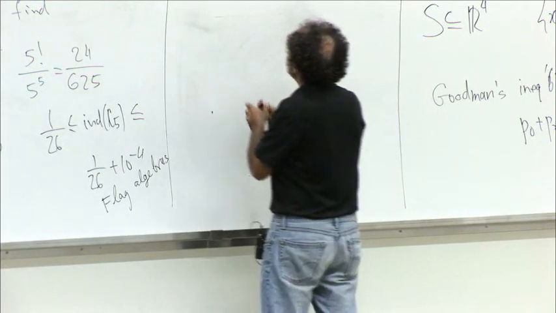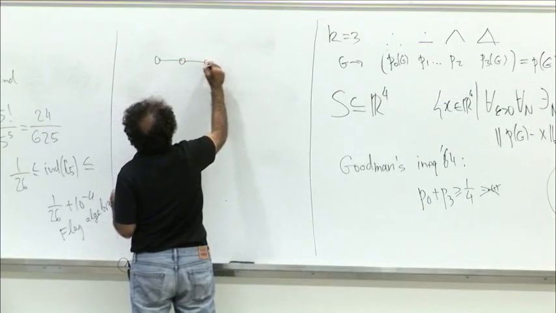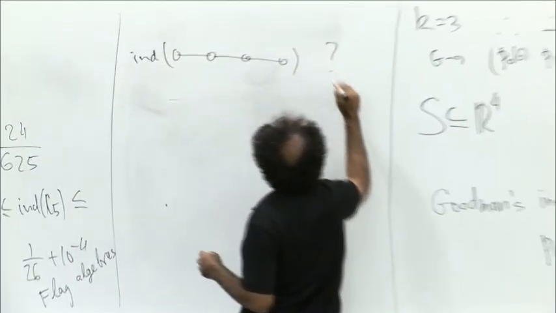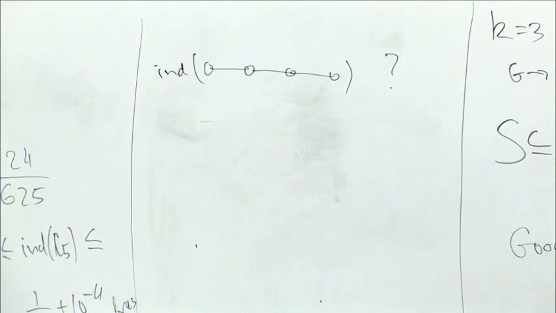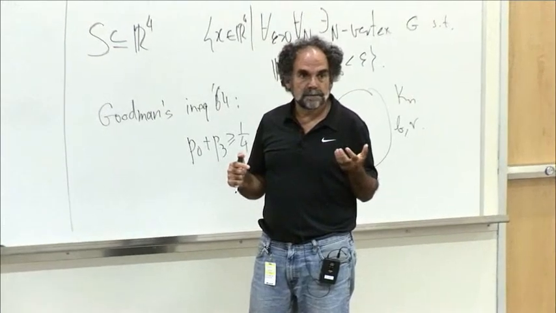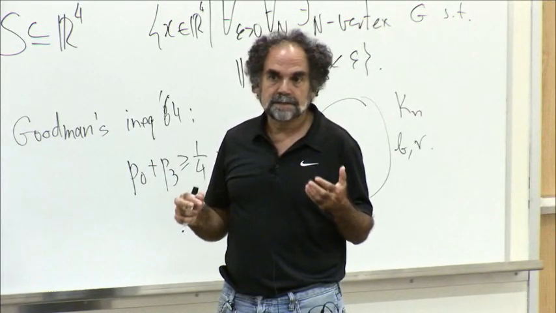What is the inducibility of this graph? No one has a guess. In terms of numbers, I don't remember what the upper and lower bounds are, it's not so important for the moment. The upper and the lower bound are not so different from each other. But no one has a guess again.